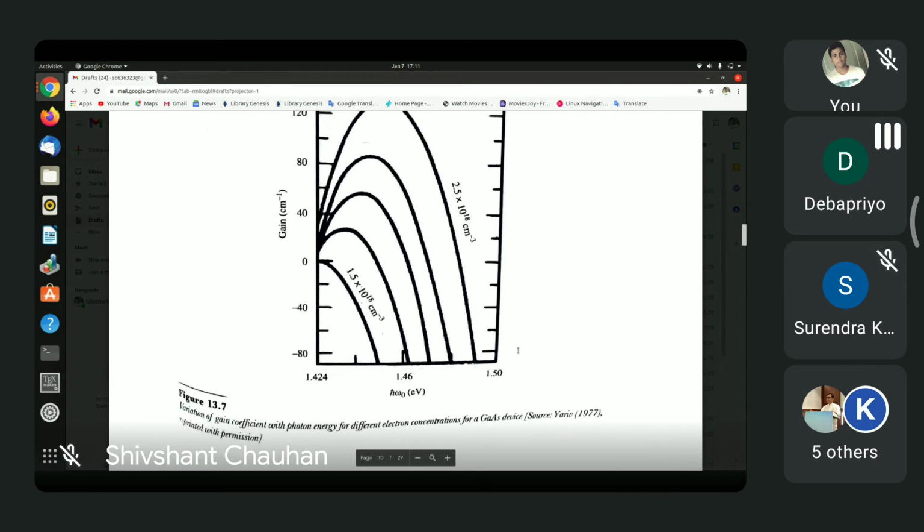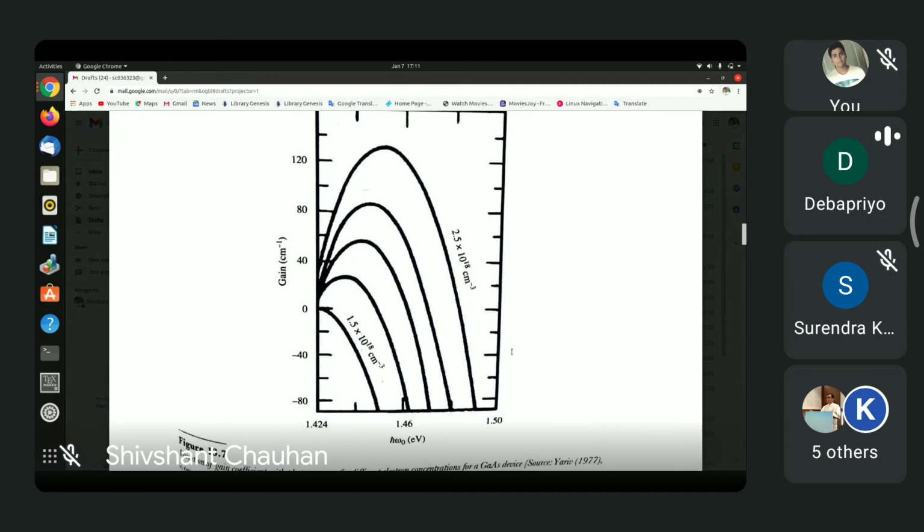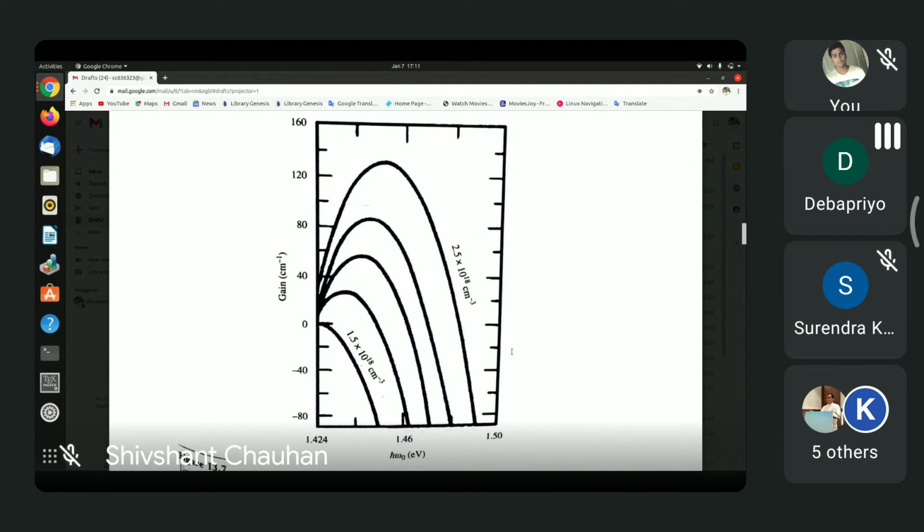So you see that the gain as a function of the energy of the photon varies in a very interesting way. What is written beside the various curves is the number density of electrons in the conduction band. If the number density is as low as 1.5 into 10 to the power 18, you see that gain is negative. Gain is negative means there is absorption.